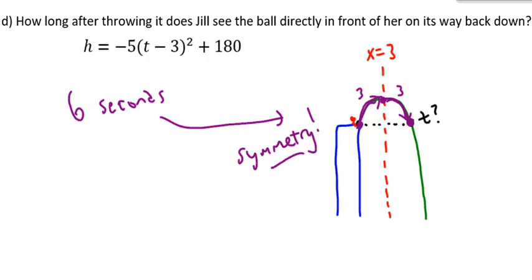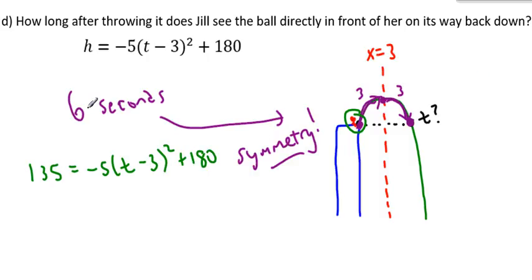There's a longer way to do it, and the longer way would be to know that Jill's height is the same as the height of the building, and from part A, we found that that was 135 meters. So we could sub that in and then solve for t. So let's just do that, to show that we're doing it. So if I sub 135 here, I'm going to solve for t. So subtract 180. 135 minus 180 is negative 45. Divide both sides by negative 5, that's 9.